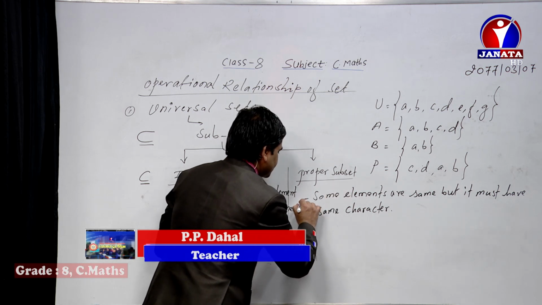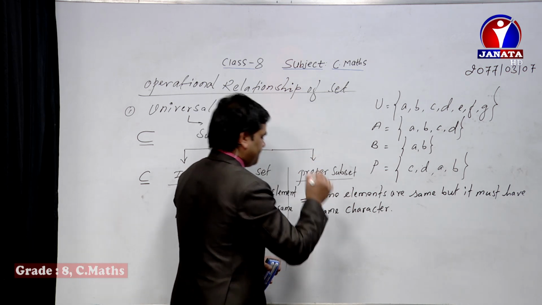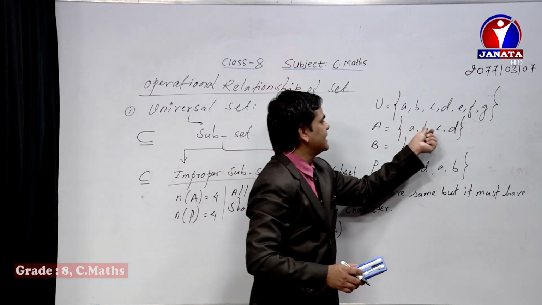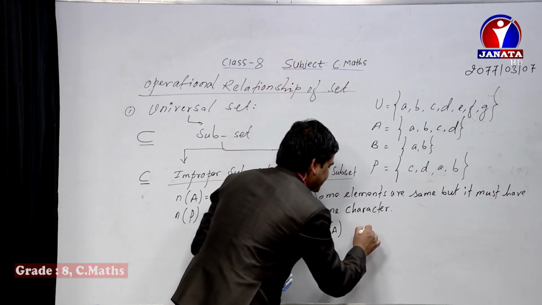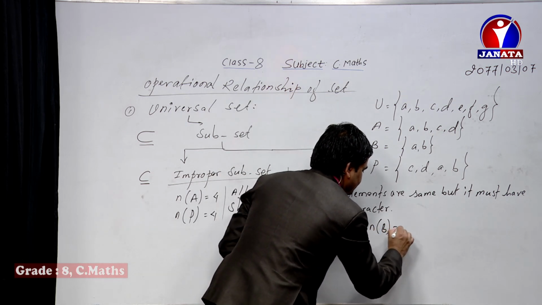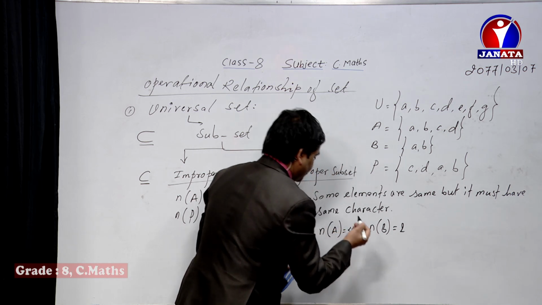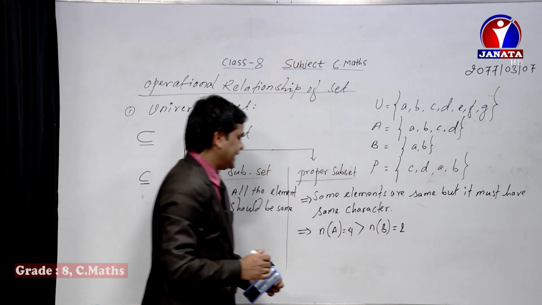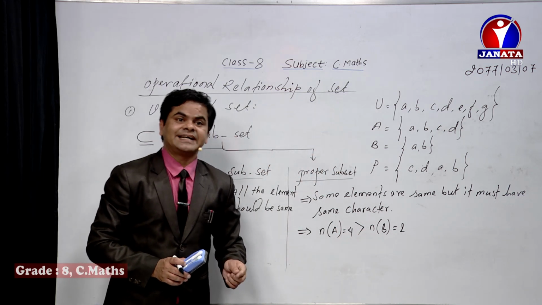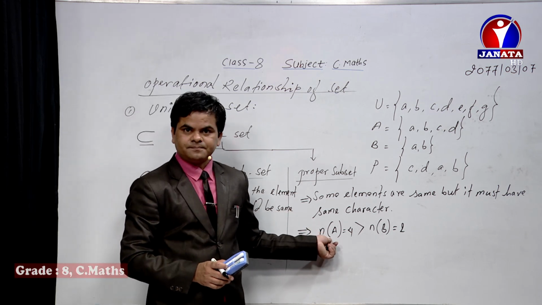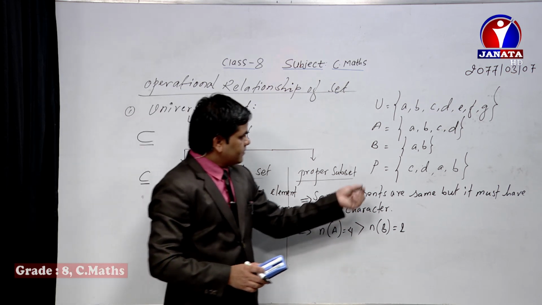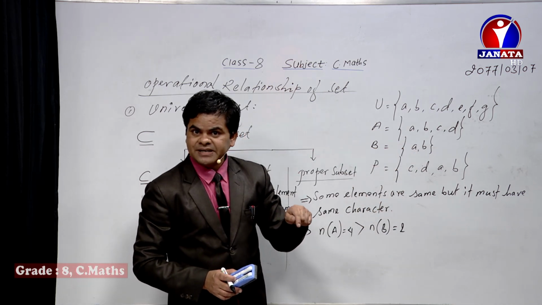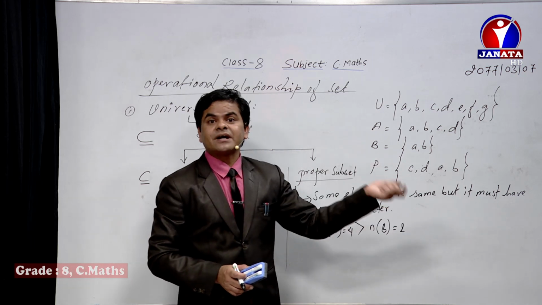Another character should be, dear students, the number of elements contained in a set. There are 4 elements A, B, C, D. But in the case of set B, how many are there? Just 2. And here are 4. So the number of elements of a proper subset must be less than the number of elements contained in the set. Once again, in a proper subset, there will be fewer elements, but having the same characters which are extracted from the set.